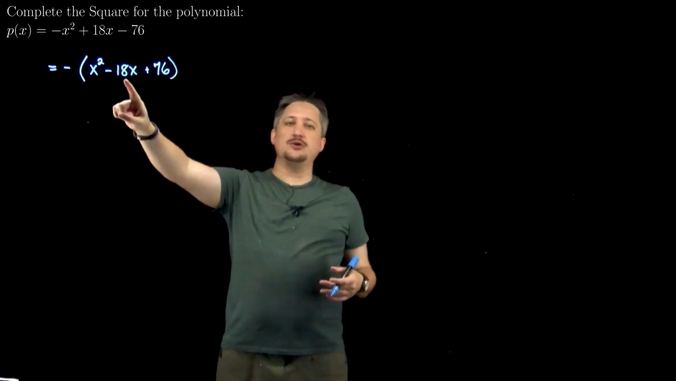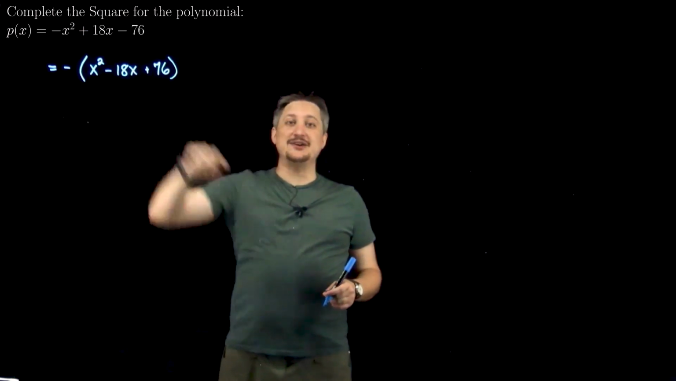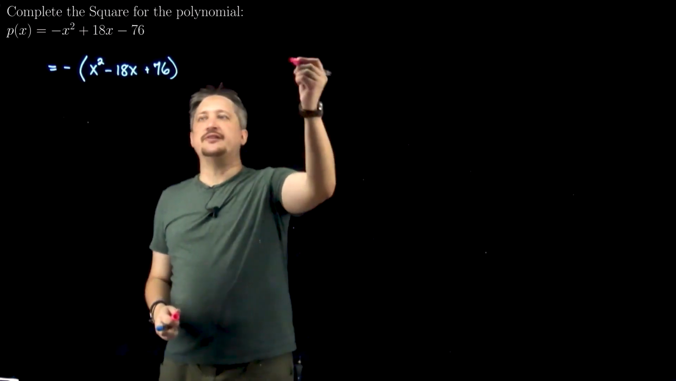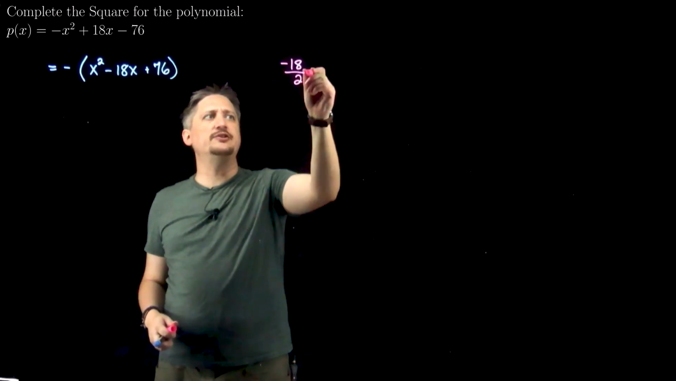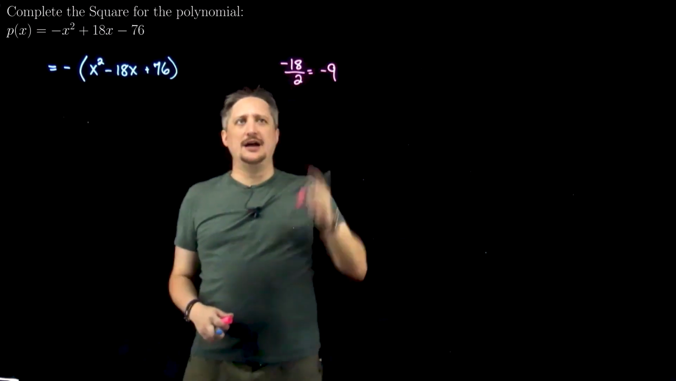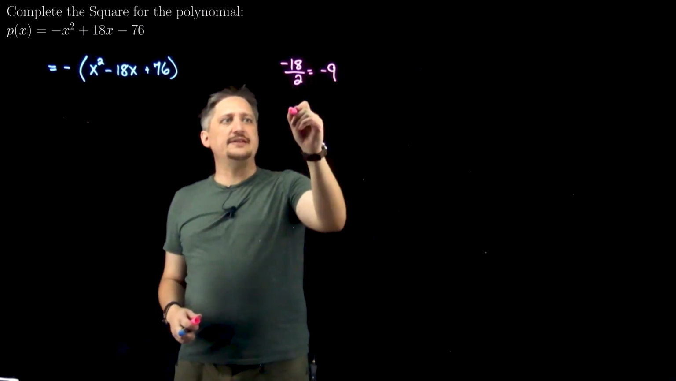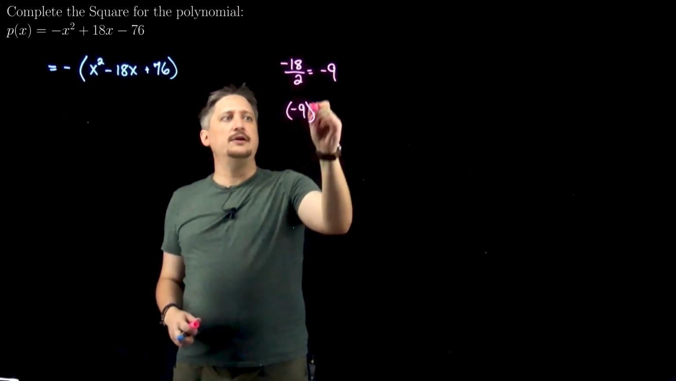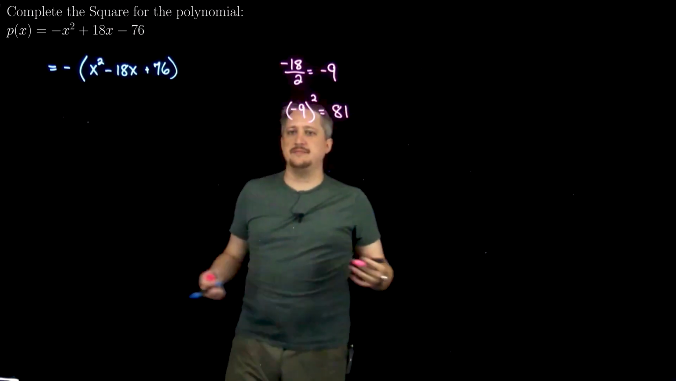Take the coefficient in front of the middle term, the x to the 1. Off to the side, maybe in a different color so it's clear, I have minus 18. Cut that in half, so divide by 2, that gets me minus 9. I'm going to need that a little bit later, so I'll just leave that there. Then I take that number, minus 9, and square it, which gets me 81. Okay, 9 times 9, 81.